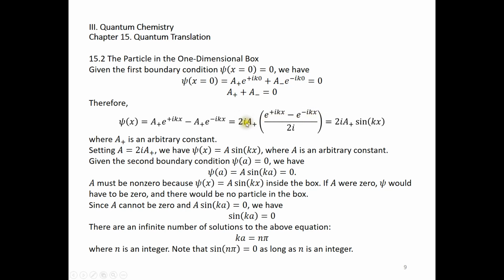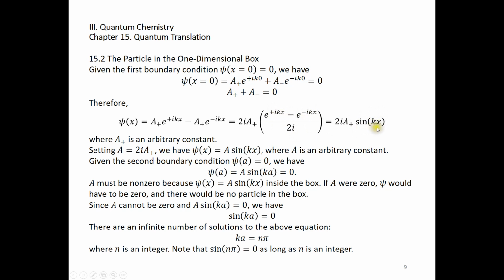The reason we put 2i here and divided the difference by 2i here is because all this in this pair of parentheses is sine kx. Again, it's just because e to the power of i theta is cosine theta plus i times sine theta. E to the power of negative i theta is cosine theta minus i times sine theta. So sine theta can be expressed as e to the power of i theta minus e to the power of negative i theta over 2i.